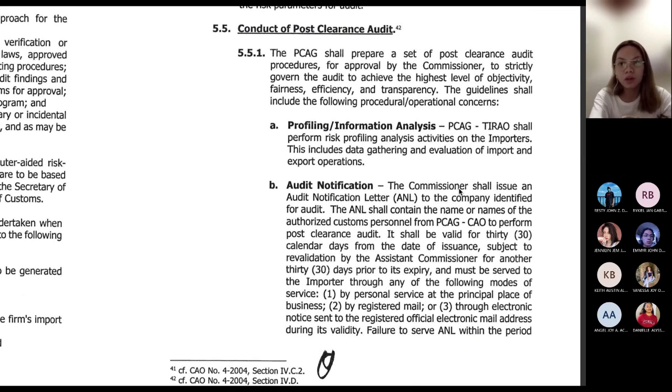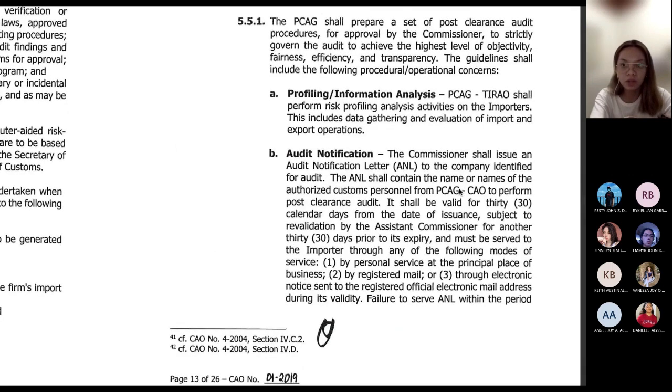PCAG TRAO shall perform risk profiling analysis activities on the importers. This includes data gathering and evaluation of import and export operations. Letter B. Audit notification. The Commissioner shall issue an audit notification letter or ANL to the company identified for audit. The ANL shall contain the name or names of the authorized customs personnel from PCAG-CAO to perform post-clearance audit.